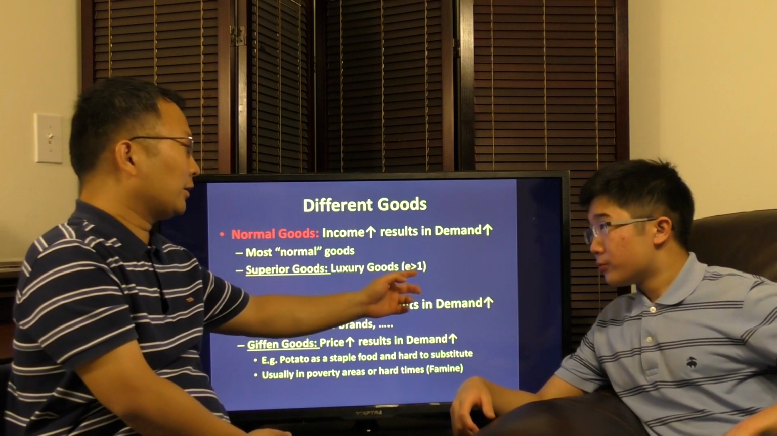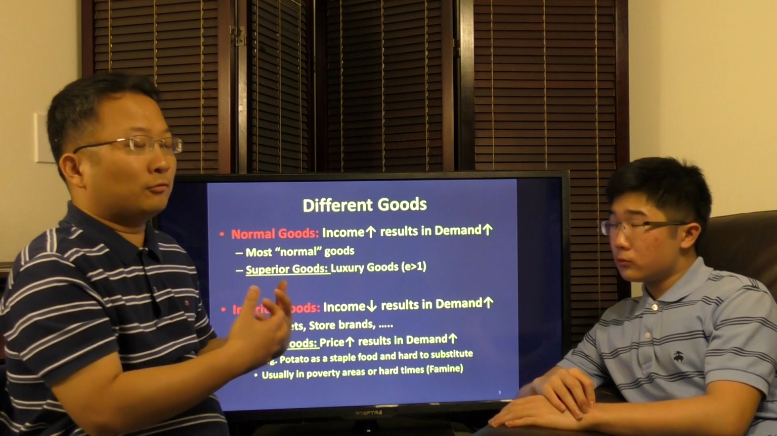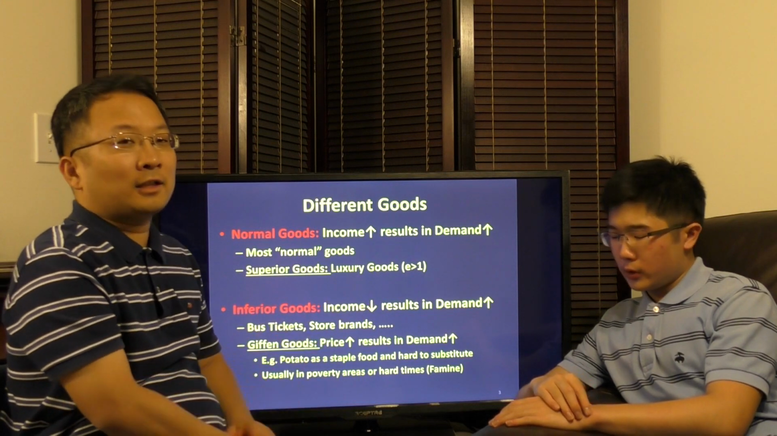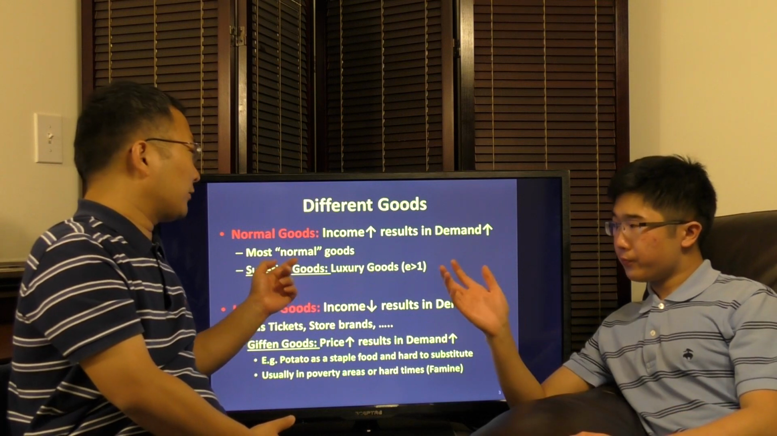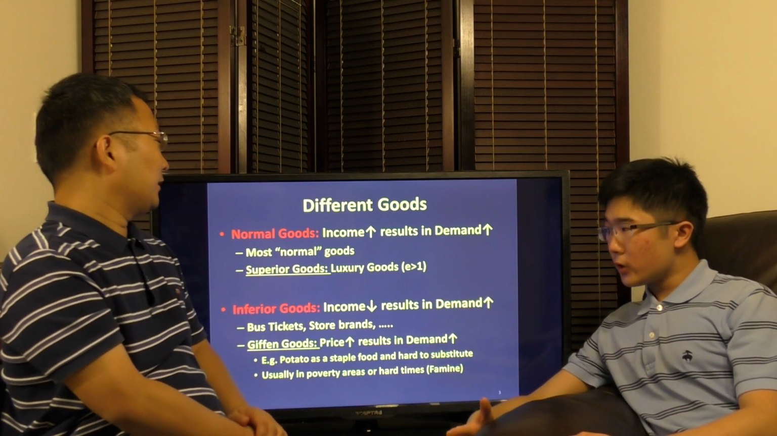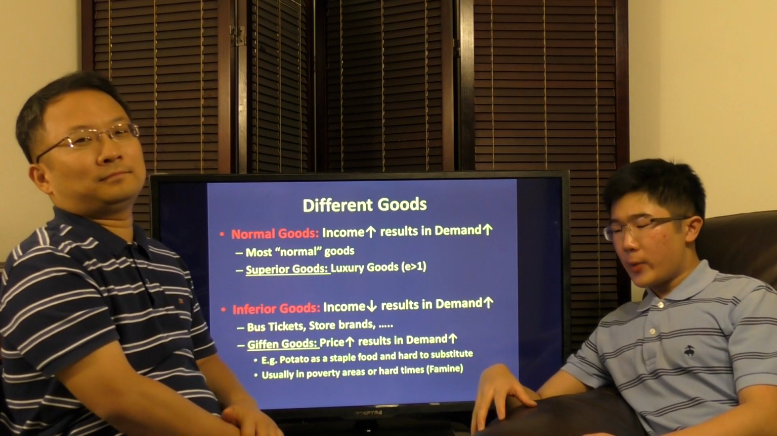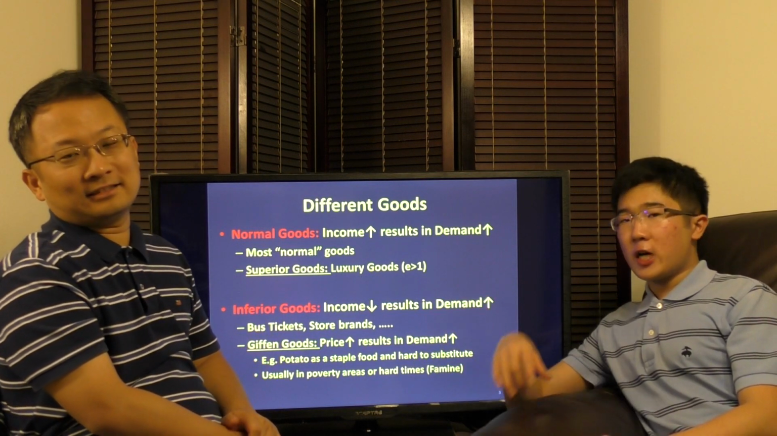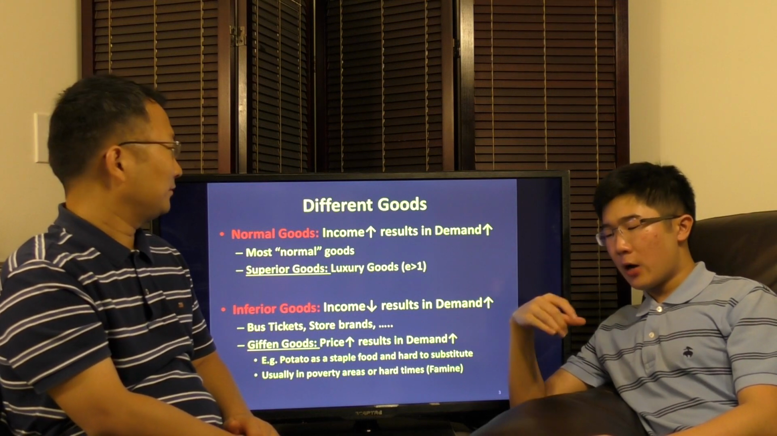We're going to talk about elasticity later on, but this really means that when you have a 1% income increase, you have more than a 1% increase in quantity demanded for superior goods. The other end of the spectrum is inferior goods. They're the opposite of normal goods. For inferior goods, demand increases when income goes down. So for normal goods, income goes up and demand increases. For inferior goods, income goes down and demand increases.